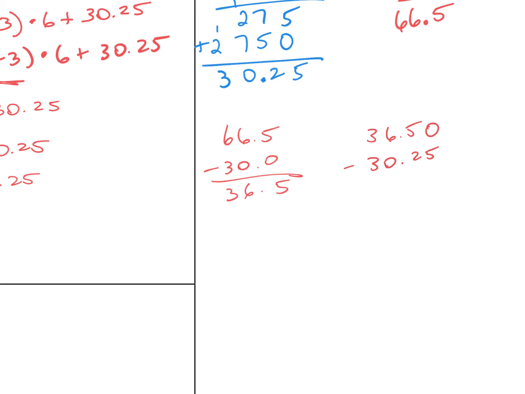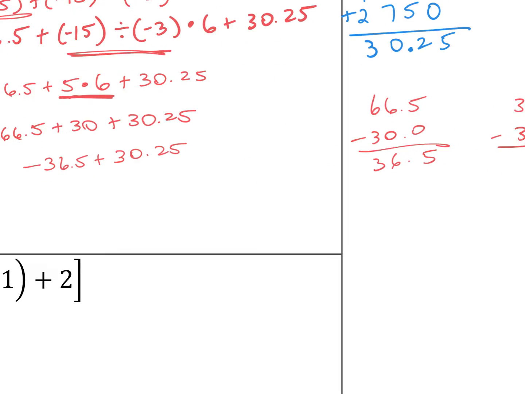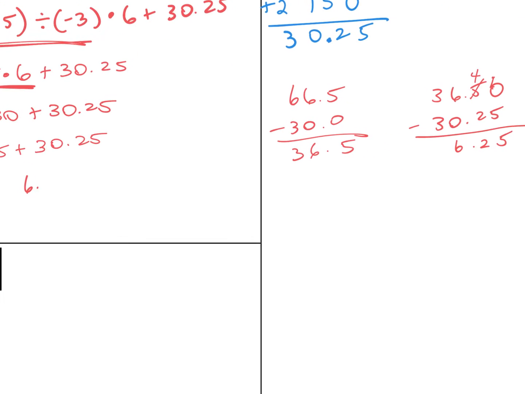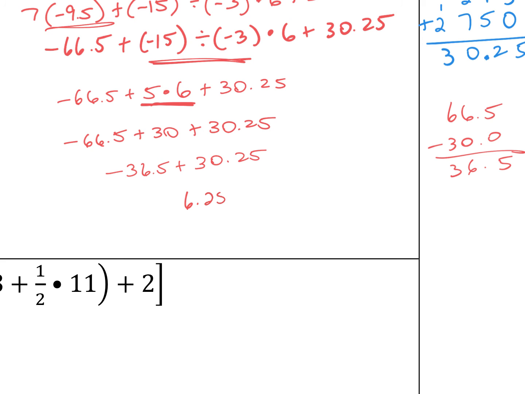I'm going to add my 0 here. Okay, I'm going to have to do some borrowing to make this a 10. So I have 5, 2, and 6. Since 36.5 is bigger, my answer is going to be negative.